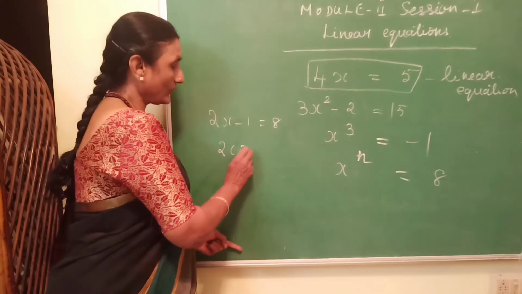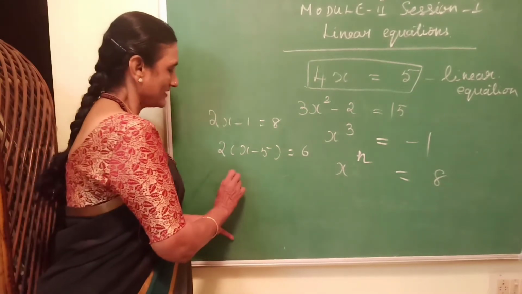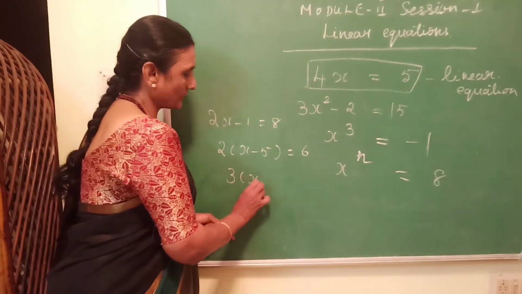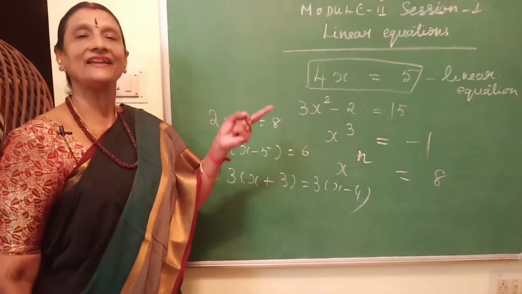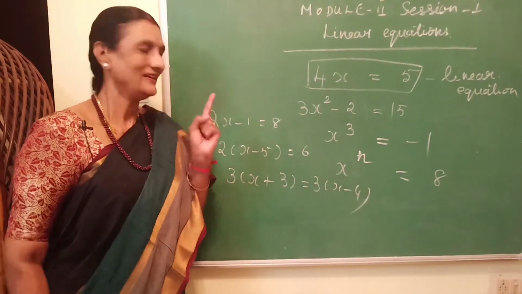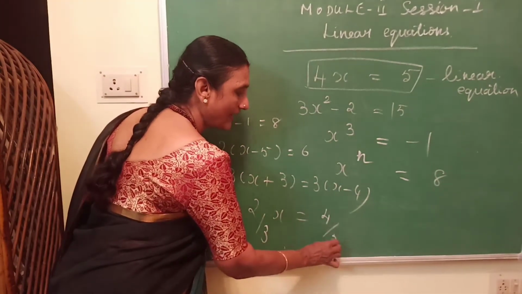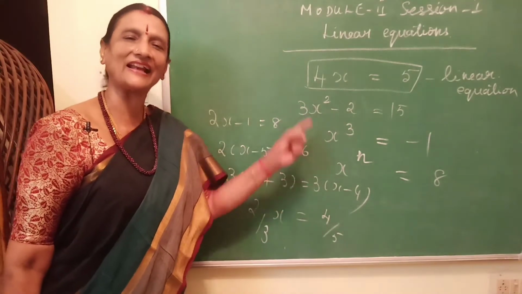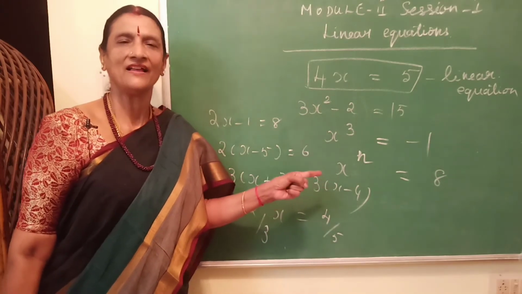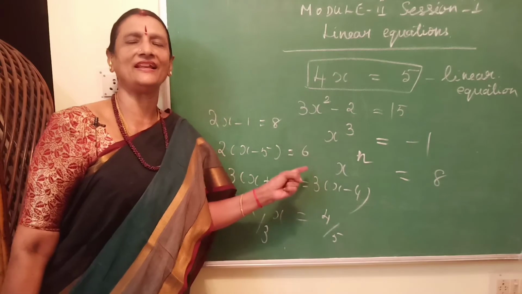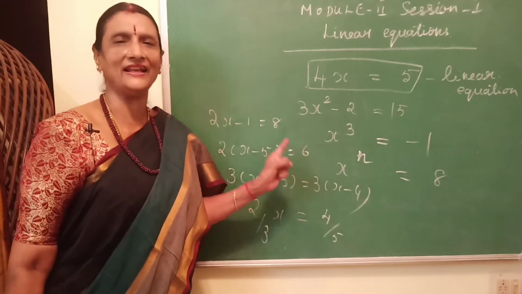Somebody would have suggested 2 into x minus 5 is equal to 6. This is again a linear equation. So you would have suggested 3 into x plus 3 is equal to 3 into x minus 4. I can hear some equations from that corner. It is of the type 2 by 3 of x is equal to 4 by 5. So all these are classified as linear equations about which you would have studied last. I will come to the practical aspect of linear equations a little later. So this is the very fundamental form of the linear equations.